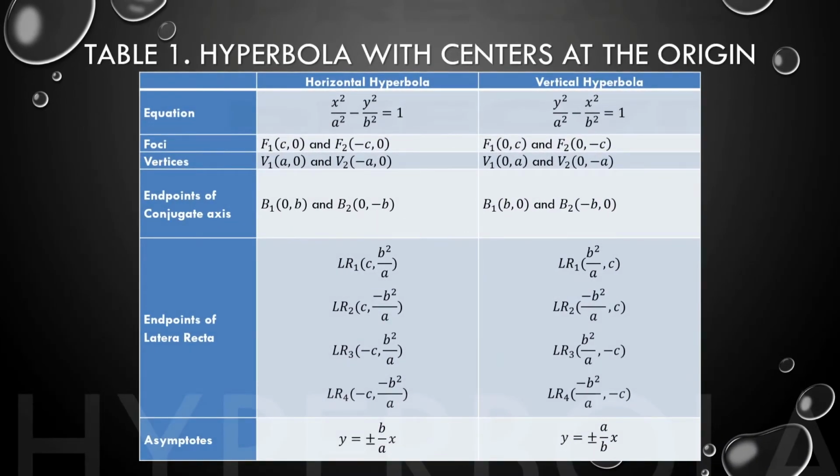So, ito yung table of parameters na hahanapin natin kapag ang center ng hyperbola ay nasa origin. Ito yung standard equation. Mapansin nyo, almost same sila ng ellipse, pero ang pinagkaiba nila is negative or minus sa nasa gitna. And then foci, vertices, endpoints ng major axis kapag sa ellipse. And then yung endpoints of lateral recta, and meron na siyang asymptotes.